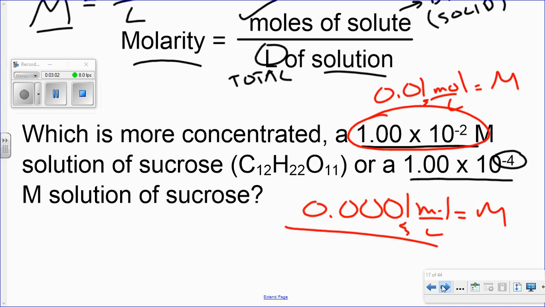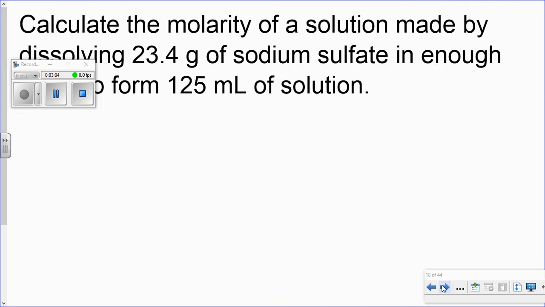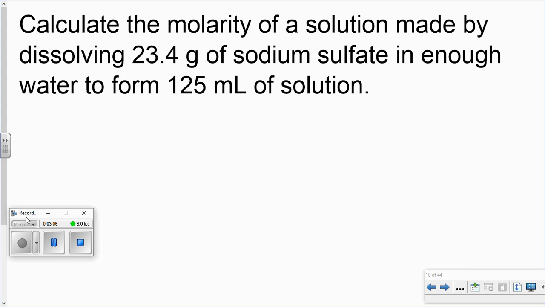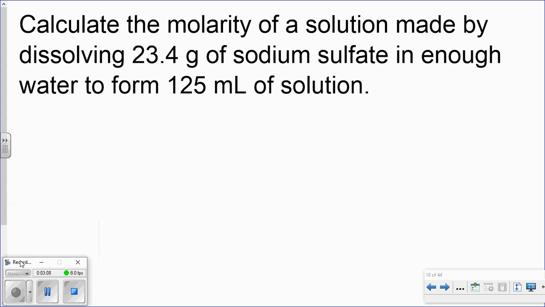So let's work through a couple problems just to see how molarity works. As far as molarity goes, this is a problem. It says calculate the molarity of a solution made by dissolving 23 grams of sodium sulfate in enough water to form 125 milliliters of solution. The first thing we should do is just make sure that we know what equation we're using. Of course, we will use molarity. That's moles of solute over liters of solution.